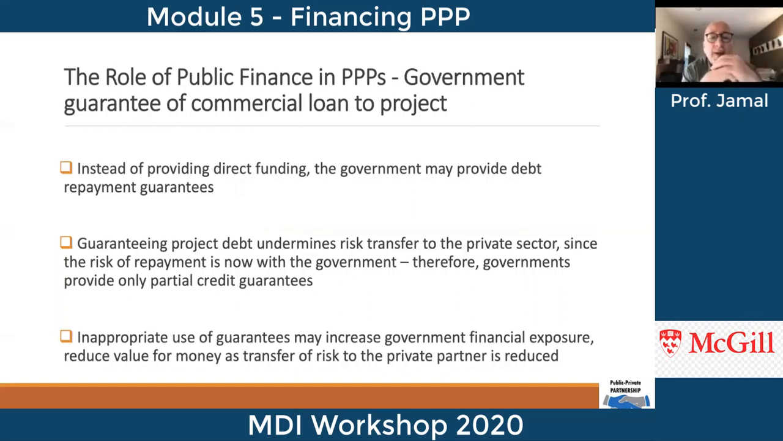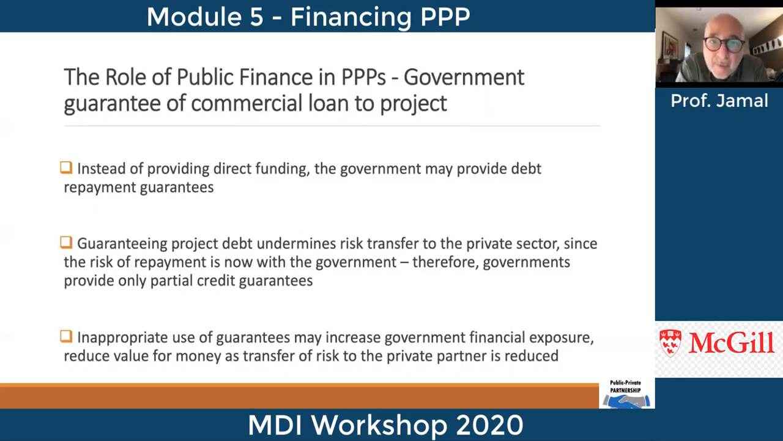Instead of providing direct funding, the government can also provide debt repayment guarantees. Guaranteeing project debt undermines risk transfer to the private sector, since the risk of repayment is now with the government. Therefore, government should only provide partial risk guarantees. And those partial risk guarantees can also be provided by the international financial institutions.